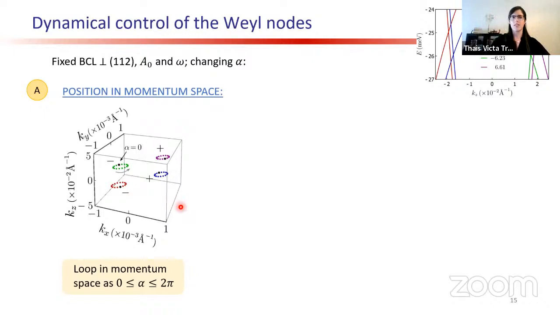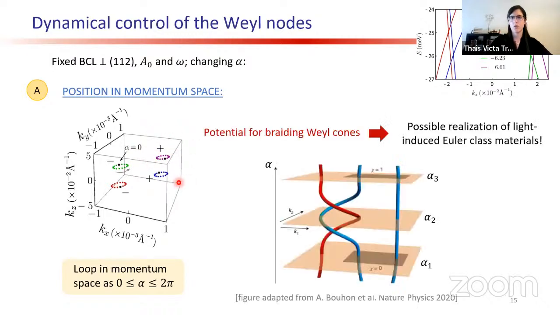Why is this interesting? It's interesting because if I keep increasing the size of this loop, I can reach a situation where I can braid 2 of these cones. That I represent here schematically in this picture. So I can have, for a given alpha 1, 3 of my cones that are separate, but if I change alpha, I can change the position of 2 of these cones. And this opens the possibility for a light-induced type of topological phase that is called Euler class of materials.